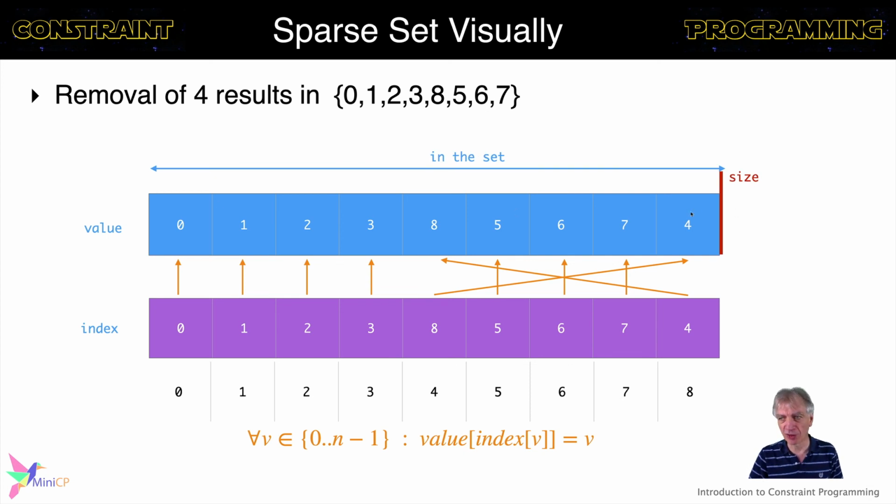Now, all these values are in the set, right? They are in different positions, right? So you see that 4 is now in position 8, and 8 is in position 4. But who cares, right? All the values are inside the domain, and I can find them very, very quickly. So this is the beauty of these sparse sets. You can remove values very fast, you can remove all the values but one very fast, and you can also restore, undo the operations that you just did. And the one before, obviously, as well.